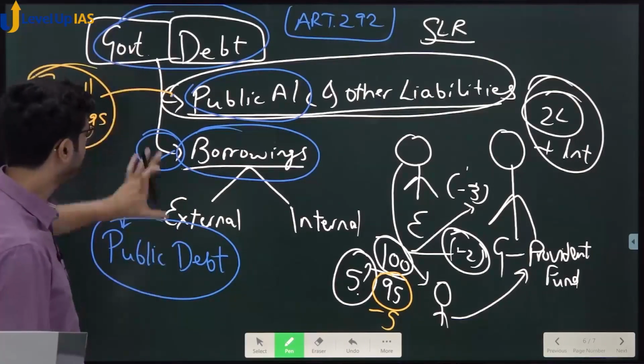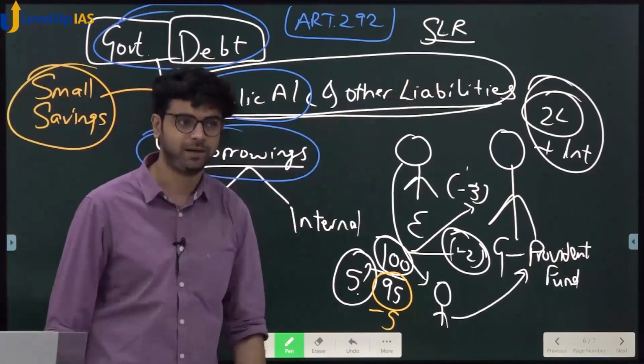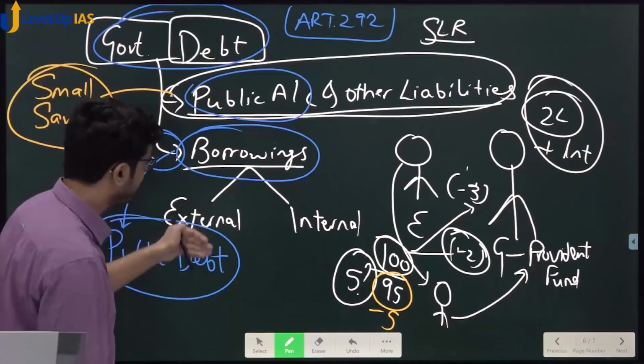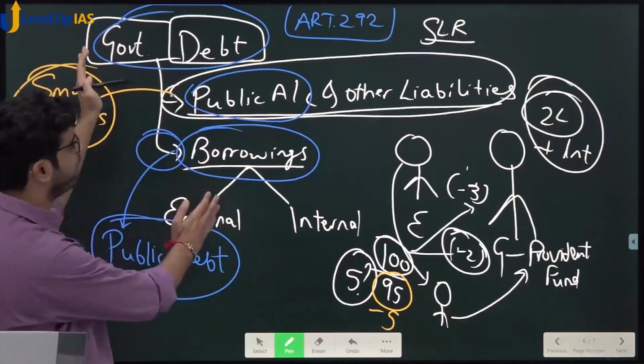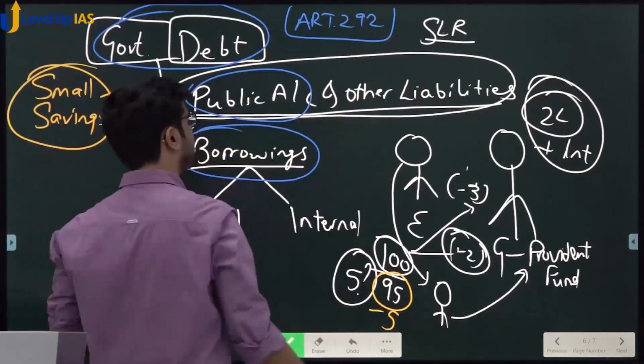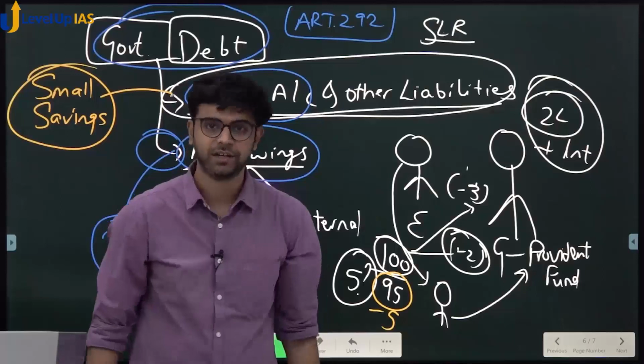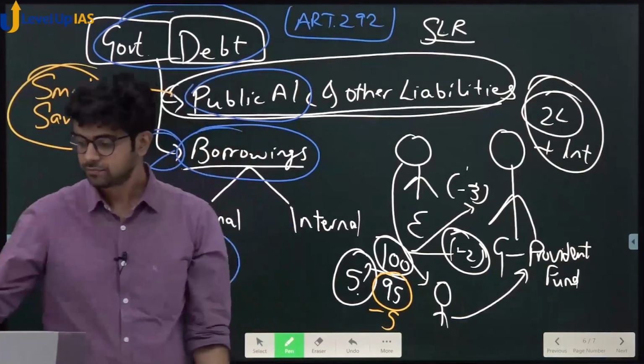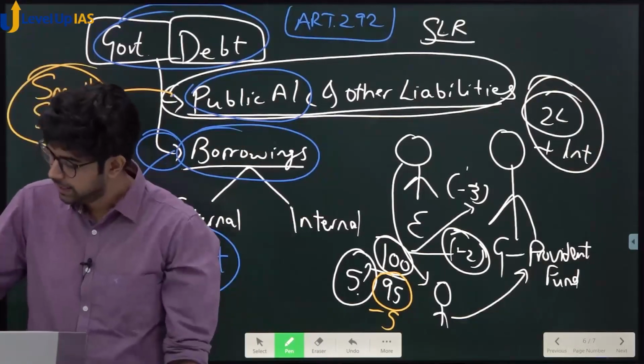So government debt includes public debt and public account and other liabilities. Then public debt includes external and internal. And we are still talking about government. Next time we'll talk about privates also, and then that will present a picture of the total debt of the country. Okay? Right?